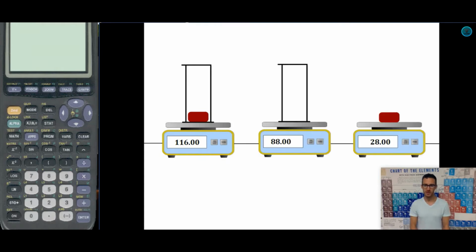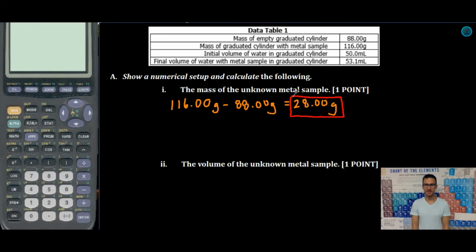So, in order to determine the mass of the unknown metal sample without actually putting it on the balance, if you know the combined mass of the graduated cylinder and the sample and the empty graduated cylinder, simply subtract in order to determine the mass of the metal sample. Take a look at the work that I've shown. Even though it's a simple subtraction, you want to make sure that you're showing all of your work, and notice that I've taken into account significant figures.